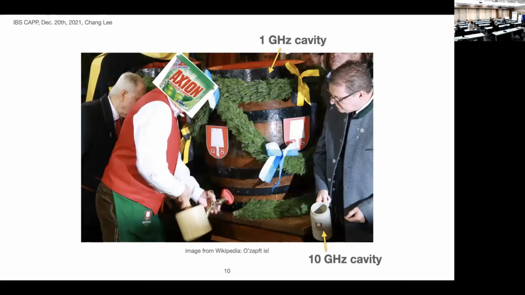Here's a cartoon image of how the cavity size shrinks, in the theme of Oktoberfest. A 1 gigahertz cavity is about the size of a beer cask, and a 10 gigahertz cavity is the size of a glass or smaller.